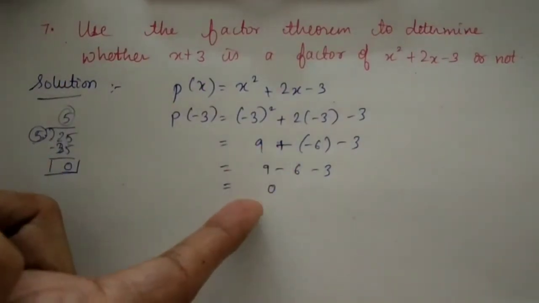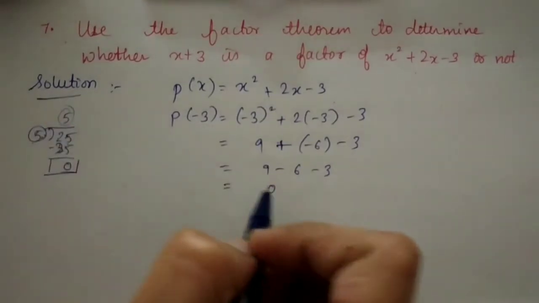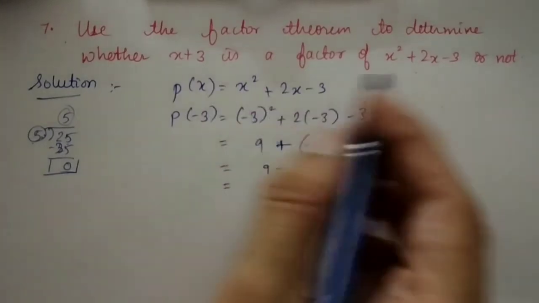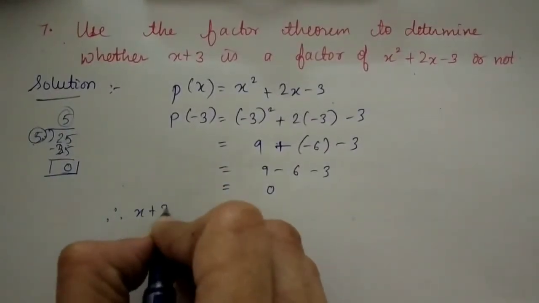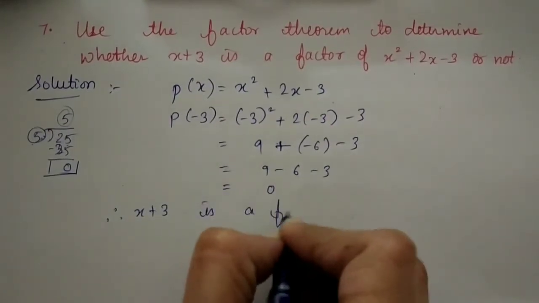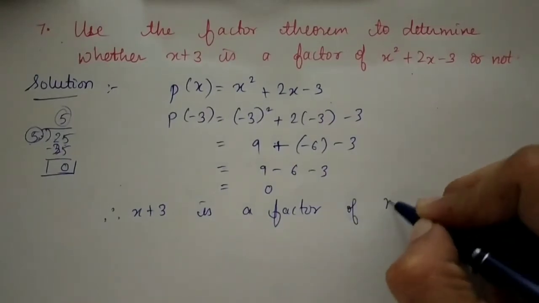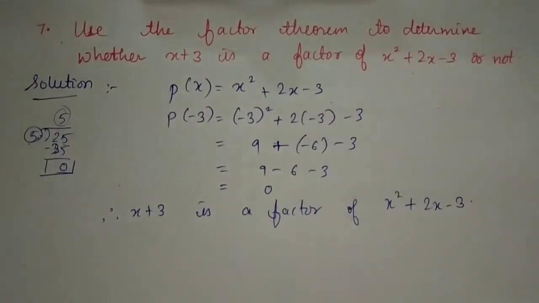So when do we get remainder as 0? When the dividend is divisible by the divisor. So here we are getting 0 as the remainder, right? That means it is entirely divisible, and hence we will say therefore x plus 3 is a factor of x square plus 2x minus 3. Okay. Now let us move towards the 8th question.